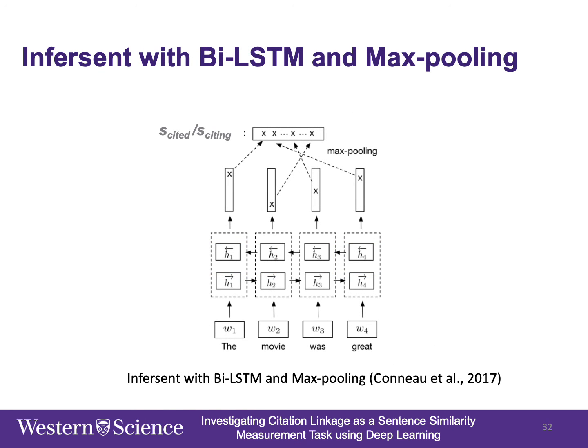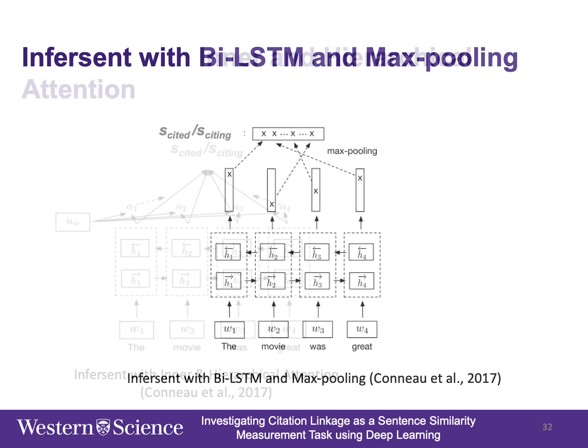So I'm going to talk about the encoder architectures right now. The first one is the BiLSTM with max pooling. In this case, the words are fed to the LSTM, and at each time step we get some feature representations. Max pooling is applied horizontally over them to generate the final sentence embedding. This is done for both the cited and the citing sentence.